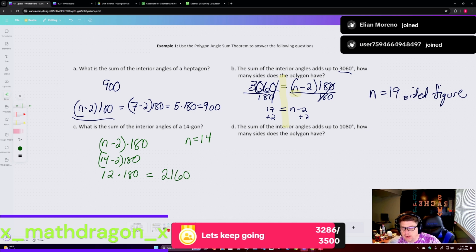But I want to make sure that I get the correct answer, so I don't want to accidentally make a mistake. All right, how do we feel? The sum of the interior angles adds up to 1080. How many sides does the polygon have? So give it a shot. See what you can do.